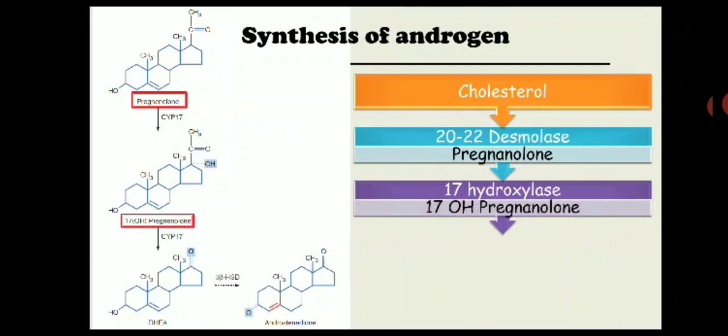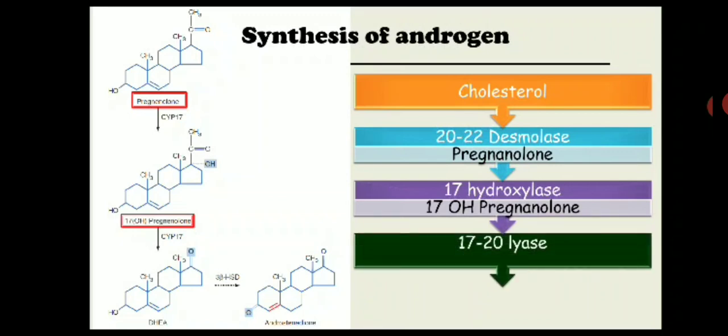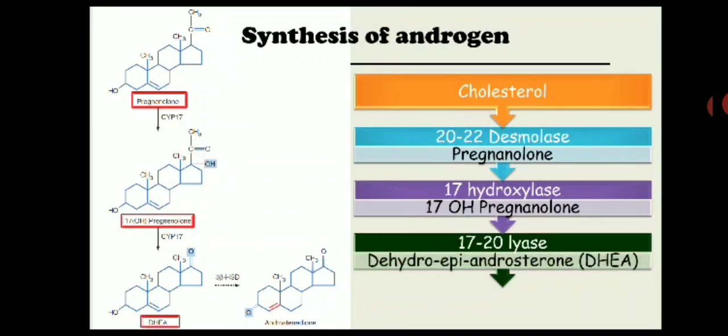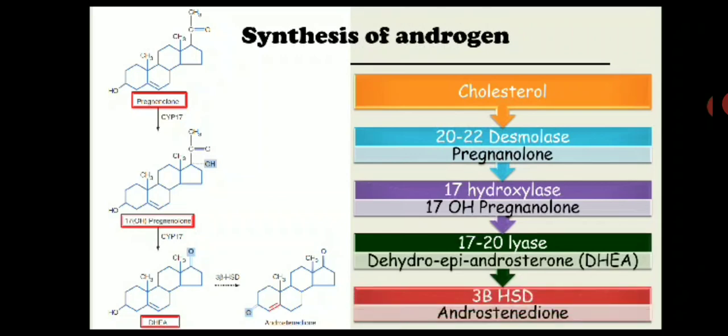And this 17-hydroxypregnenolone will end up getting lysed at this bond, the bond between the 17th and 20th carbon, and it makes dehydroepiandrosterone. Got it? Now it will undergo dehydrogenase, and see, the third carbon gets dehydrogenated, and from dehydroepiandrosterone we get our androstenedione. Got it? This is the synthesis of the androgen.